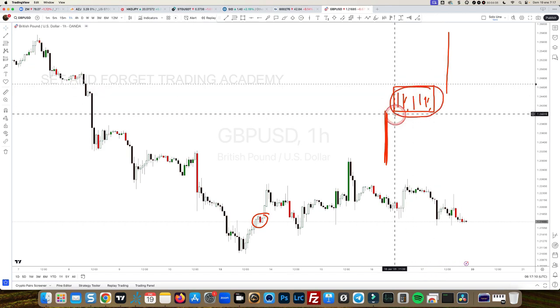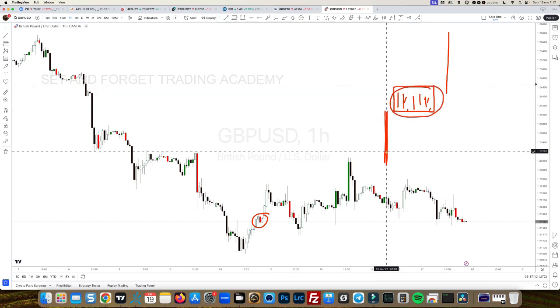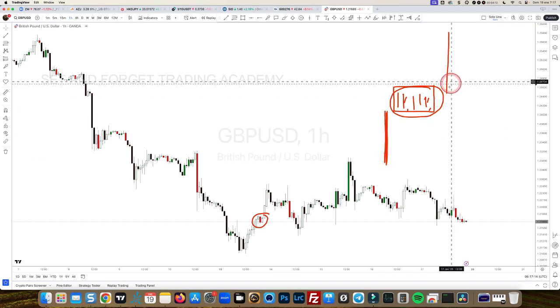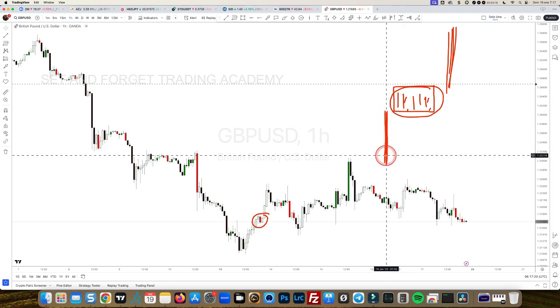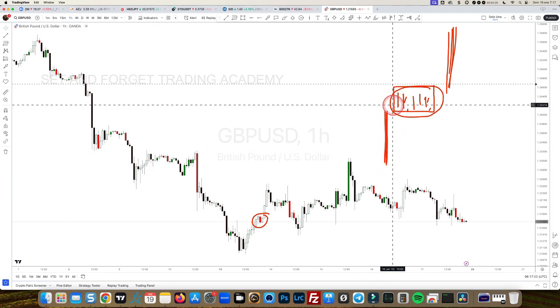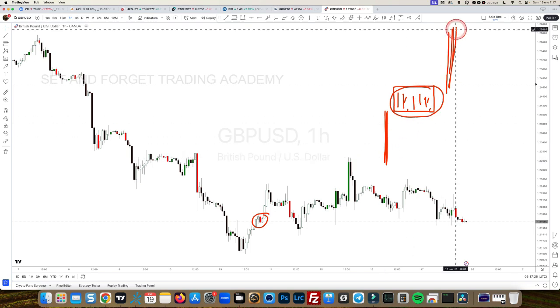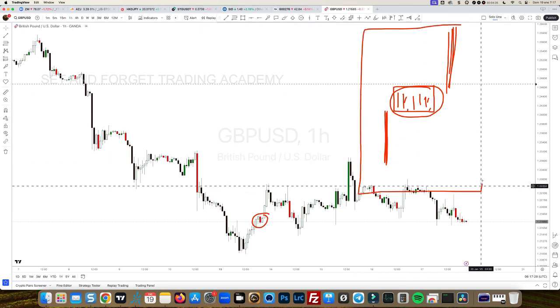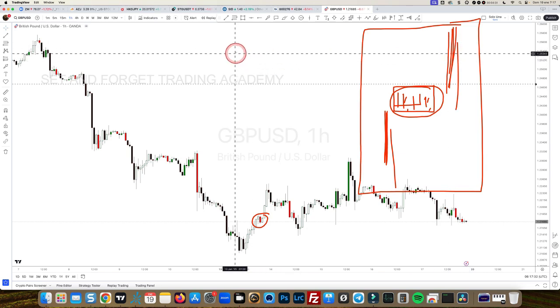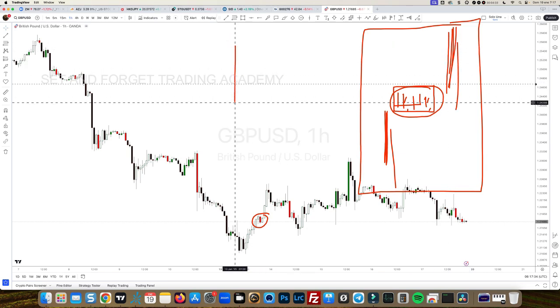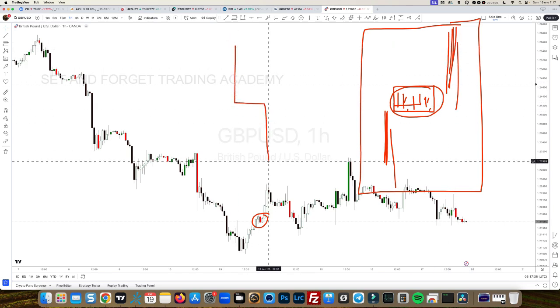So the continuation pattern is not just the pause. The pause needs to be followed by the leg out, but the preceding candles should also be large candlesticks. So it's made of 3 features: the leg in, base, leg out, and for the bearish CP, leg in, basing candle, leg out.